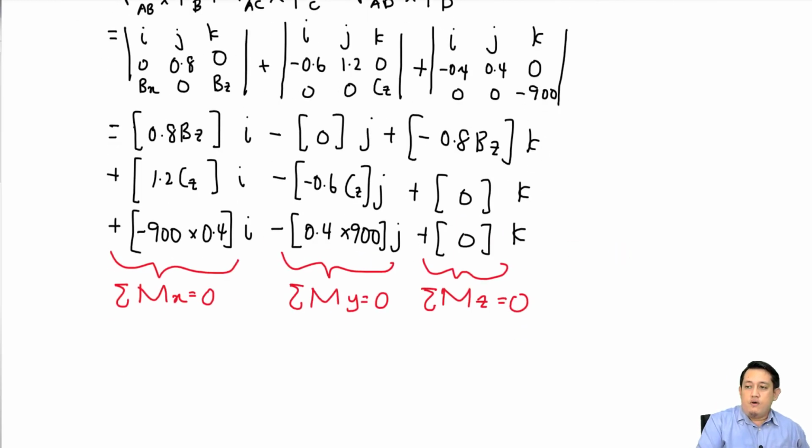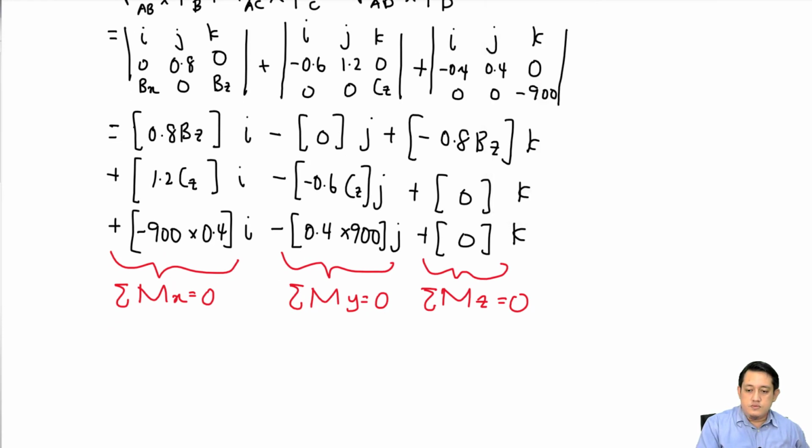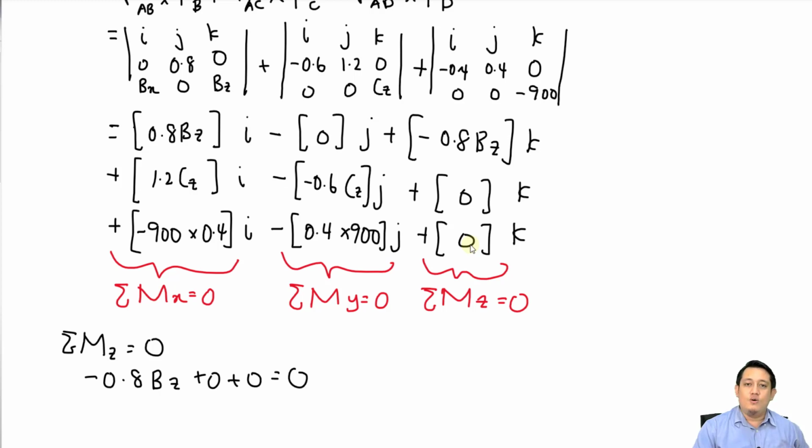Okay, so for ΣMz equals 0, as you can see here, we will have negative 0.8 Bz, plus 0, plus 0, plus 0, plus 0 is equal to 0. So it is clear that Bz is equal to 0.